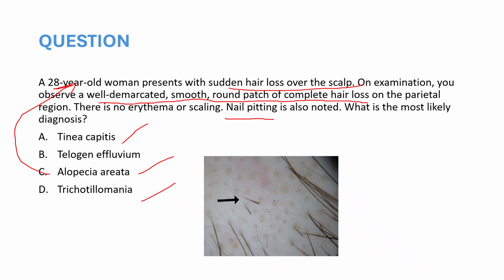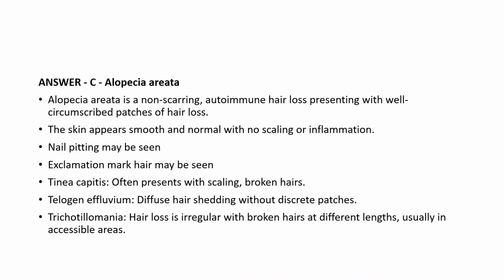What is trichotillomania? Trichotillomania is a psychiatric disorder wherein the person actually plucks his or her own hair, and usually it's from the accessible area, so maybe on the frontal area, on the parietal area. And usually there is different growth of hair. You can't actually see a complete patch being lost. They'll pluck and again the hair will come. So different length of hair will be found in that patch area. So that's called trichotillomania. So here the answer is alopecia areata.